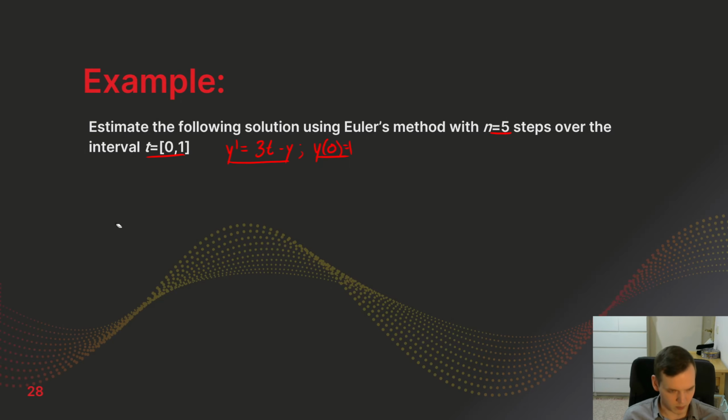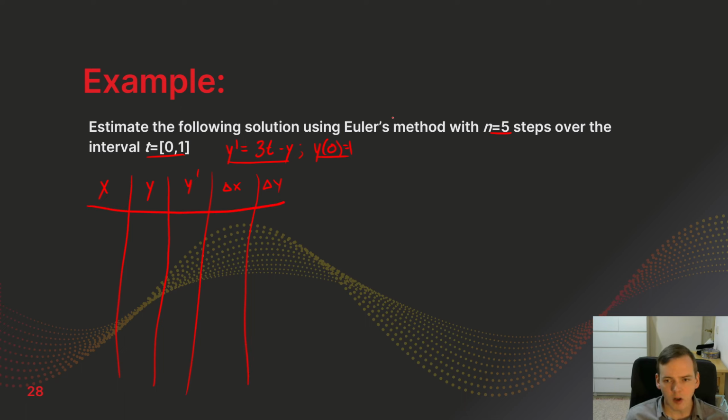or write out a table for us to use. My x values, my y values, my y prime values, my delta x, and my delta y. It's a little hard to draw some nice straight lines here, but you get the gist. So my x values, if I'm going from 0 to 1 with 5 steps, that means I'm going to go from 0 to 0.2 to 0.4 to 0.6 to 0.8 to 1. My delta x will be 0.2 in each case.